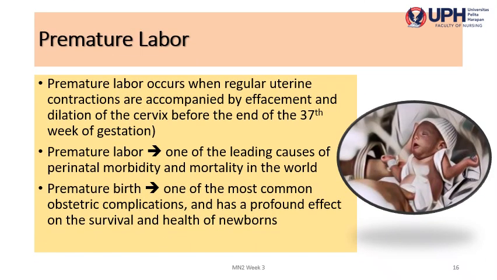And in premature labor, there are regular contractions accompanied by effacement and dilatation of the cervix before the end of week 37. And this is actually the leading cause of perinatal morbidity and mortality in the world. This is one of the common obstetric complications, and it also has a profound effect on the survival and the health of the newborn.